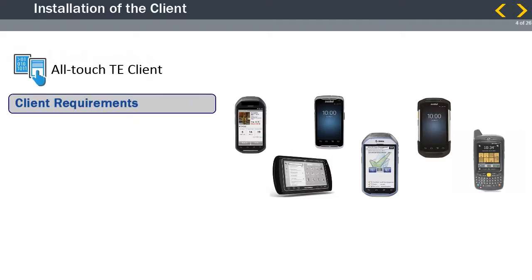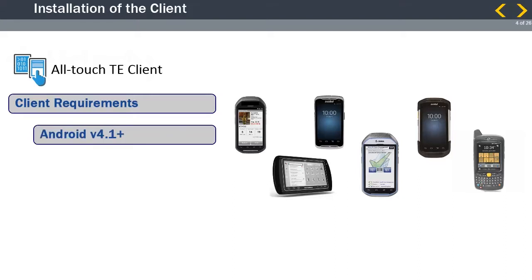Now we will discuss the installation of the AllTouch TE client. First, the AllTouch TE client has minimum system requirements required for it to execute properly. The major requirement is that, at a minimum, the device has Android OS 4.1 Jelly Bean and an API level of 16 or above. If you meet the minimum requirements, all subsequent releases of Android should be supported.